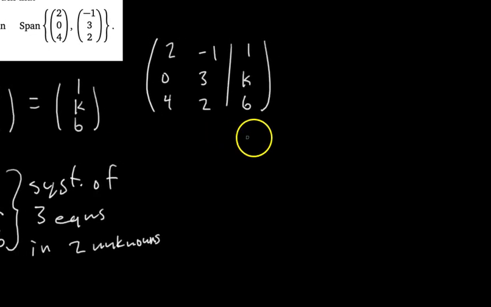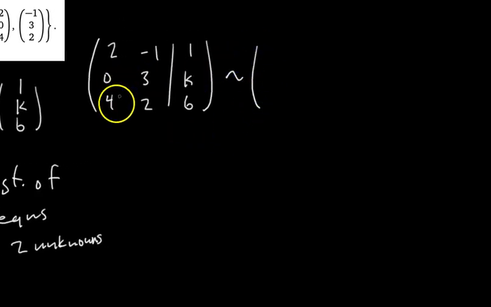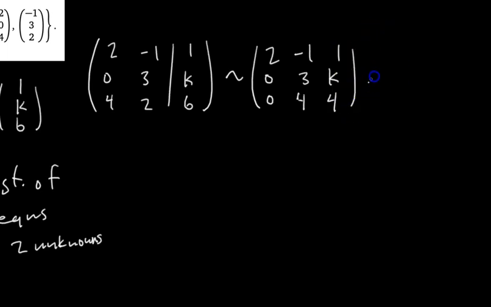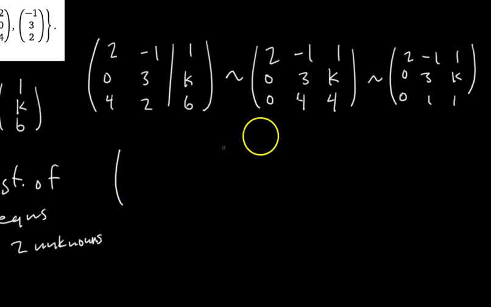So let's start row reducing. I'm going to get rid of this 4 down here by doing row 3 equals row 3 minus 2 row 1. We get 0, and then 2 minus 2 times -1 is 4. 6 minus 2 is also 4. Now I'll scale the last row by 1/4. And now I'm going to swap rows 2 and 3, so you'll see why in a second, because I don't want to have to deal with k until the very end. So 2, -1, 1; 0, 1, 1; 0, 3, k. I just swapped rows 2 and 3.